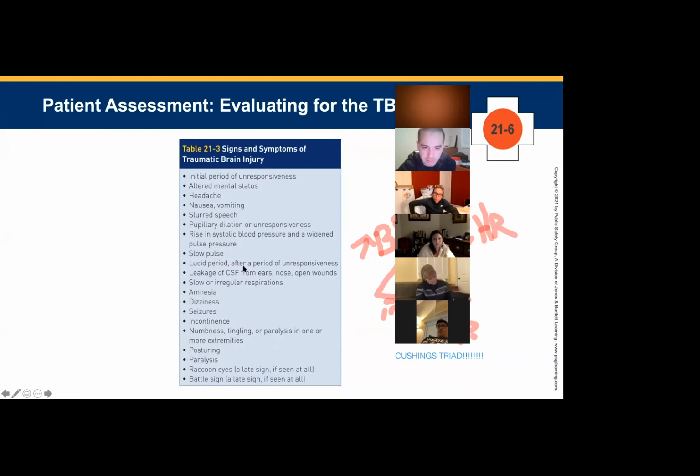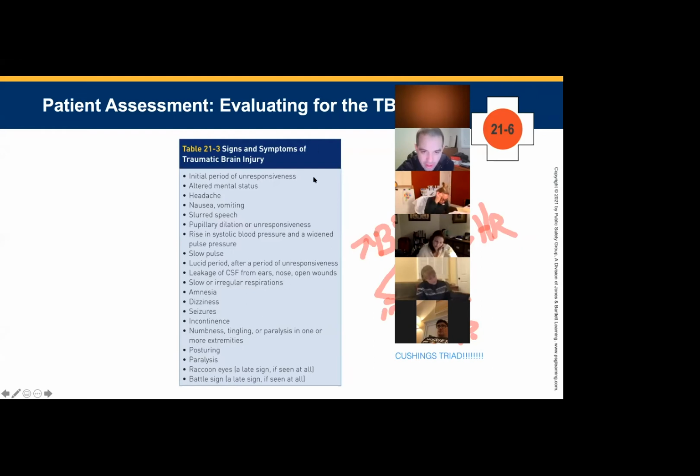We may have this lucid period after a period of unresponsiveness. What do we mean by this lucid period? What did that mean? A period of clarity. Consciousness for a little while. Yeah, absolutely. So they're conscious, they're alert, and then they go into unresponsiveness again. We may have leakage of cerebrospinal fluid from the ears, nose, and open wounds. We may have slow or irregular respirations.